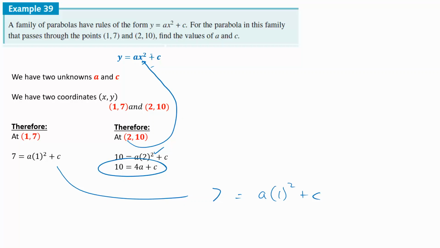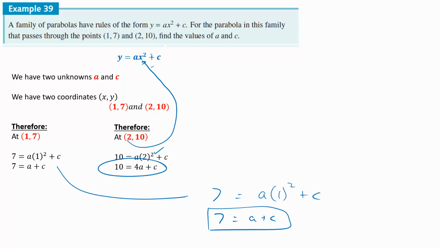So I get 7 equals a times 1 squared. Why do you want to do that? Because that now gives you a plus c equals 7. And you've got 2 equations. You've got 10 equals 4a plus c, that's one equation. Your second equation is 7 equals a plus c.